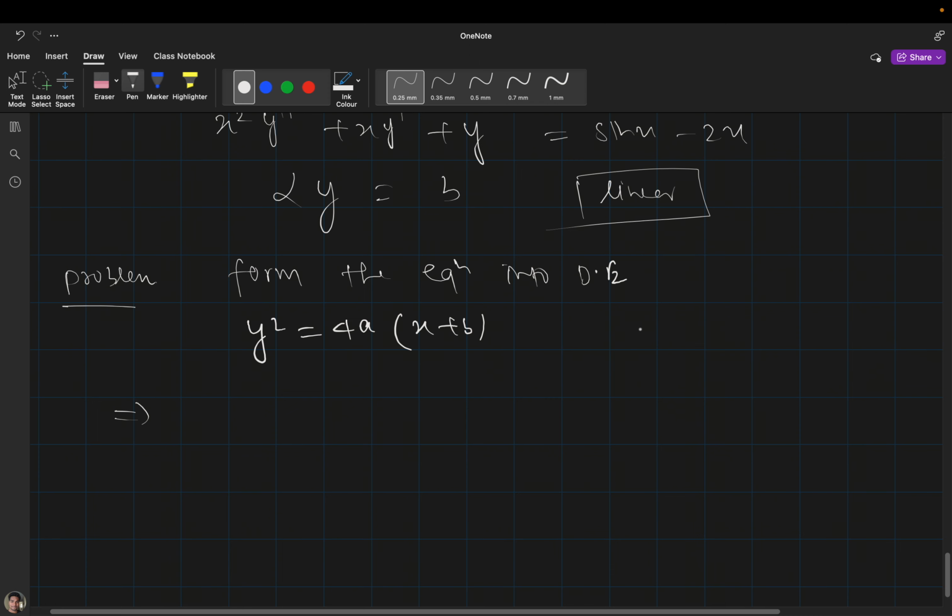This is the equation of which curve? Can someone tell me? This equation is of which curve? Parabola. Yeah, parabola. Okay.